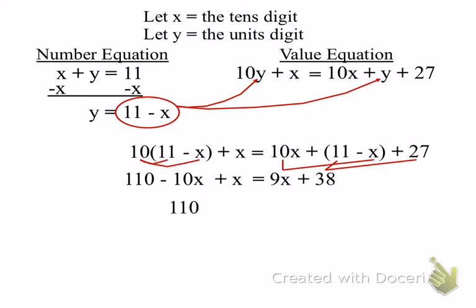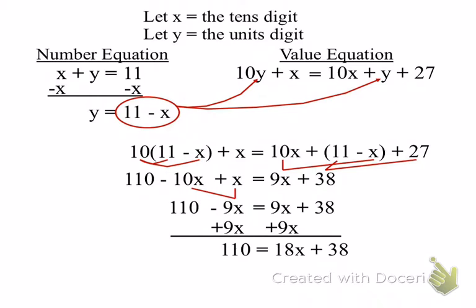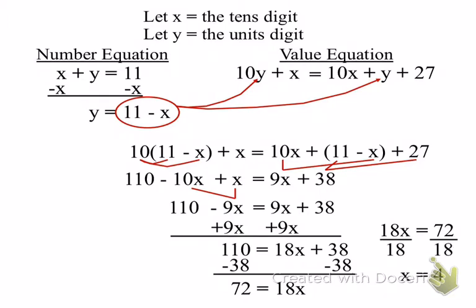Okay, and now I can combine my like terms. Negative 10x and x is negative 9x equals 9x plus 38. What am I doing? Yep. Adding 9x to both sides, subtracting 38. Divide both sides by 18. And x is equal to 4.